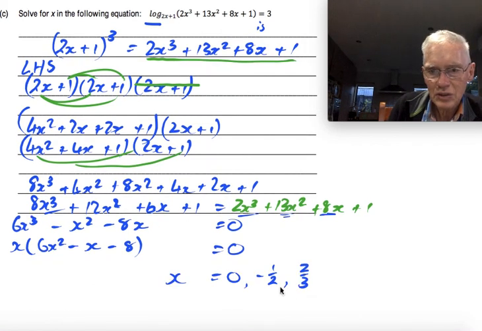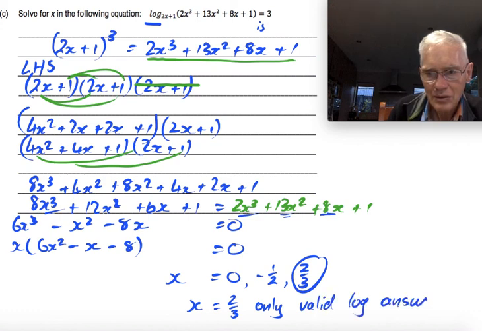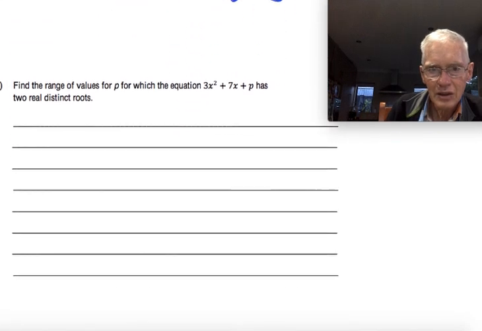So I've got x equals 0, negative a half, or 2/3. Now because it's a log base here, the log of 0 plus 1, log of 1, won't have any effect. Log of 0, when I put negative half, is invalid. The only one that makes sense is 2/3. So therefore x equals 2/3 is the only valid log answer. And that's for merit. So we go to the next one.